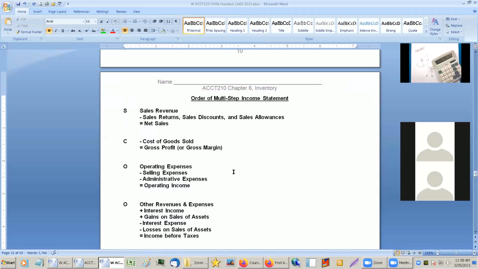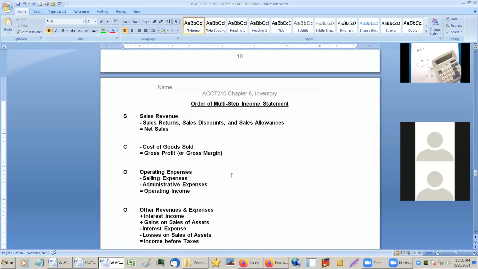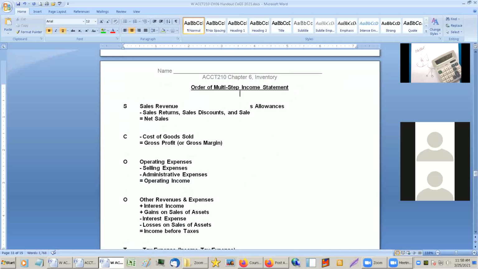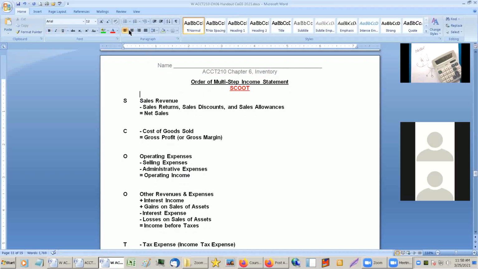Multi-step income statement. We remember it by Scoot. So this is the order of our new income statement. This is what they call a multi-step income statement.